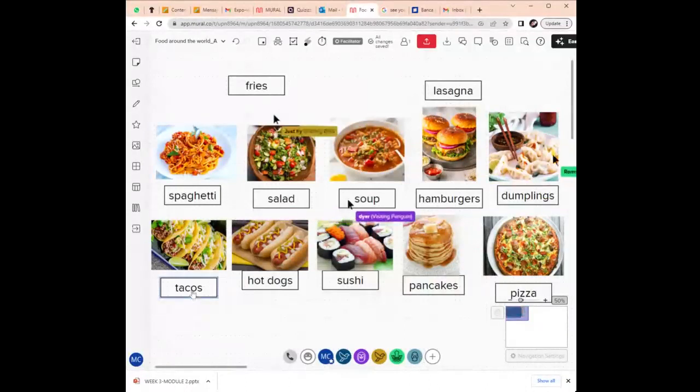Thank you very much for your participation. Here we have the spaghetti. Perfect. Salad. Soup. Hamburgers. Dumplings. Perfect. Those are dumplings. Then we have the tacos, hot dogs, the sushi, the pancakes, and pizza. Perfect. There were 2 distractors. Fries and lasagna were the distractors today. That was really good. Excellent.